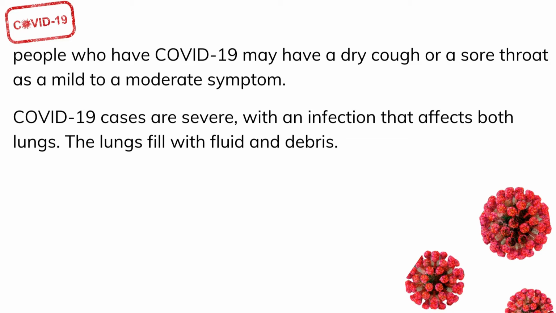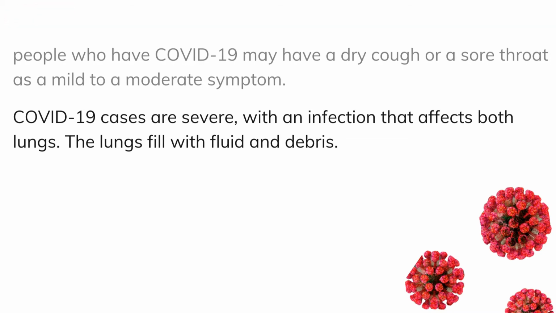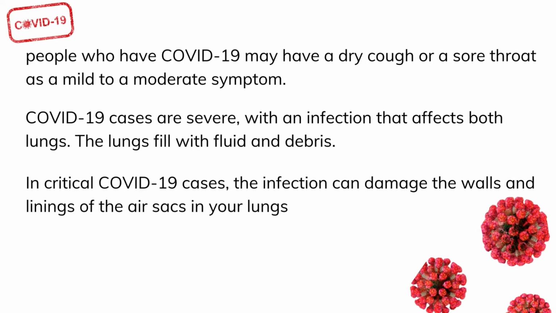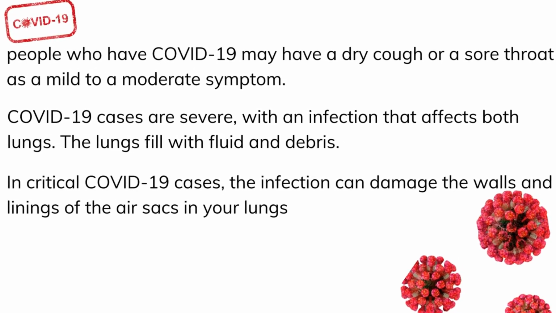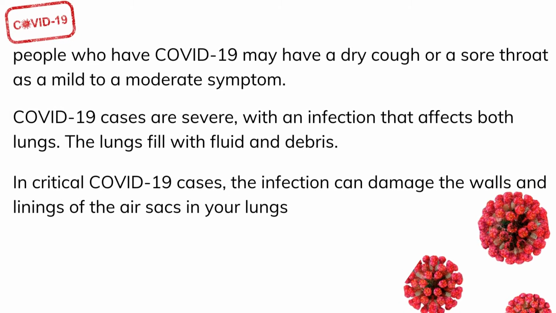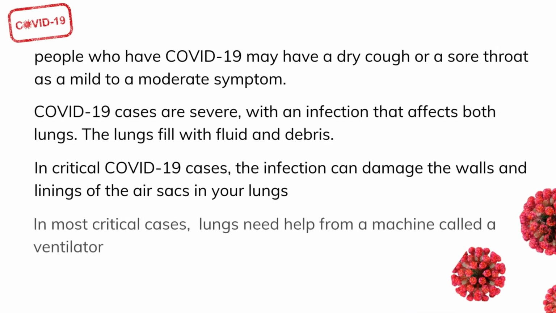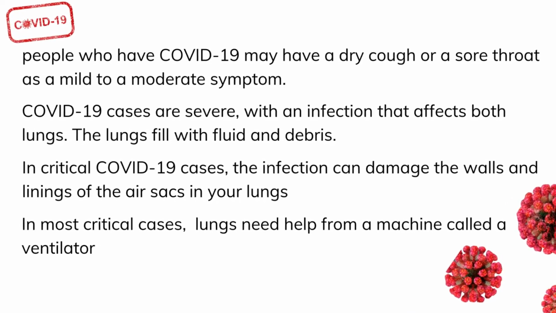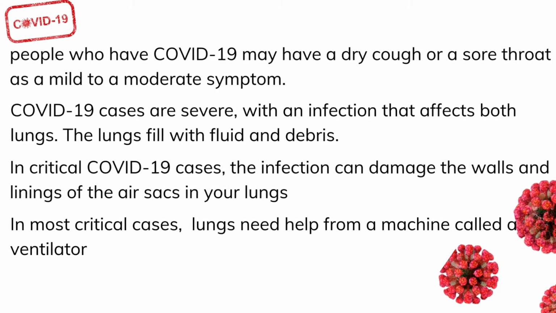Doctors can see signs of respiratory inflammation on a chest X-ray or a CT scan. In critical COVID-19 cases, which are about 5% of total cases, the infection can damage the wall and the lining of the air sacs in the lungs. As the body tries to fight it, your lungs become more inflamed and filled with fluid. This can make it harder for them to swap oxygen and carbon dioxide. In the most critical cases, the lungs need the help of a machine called a ventilator to do their job.